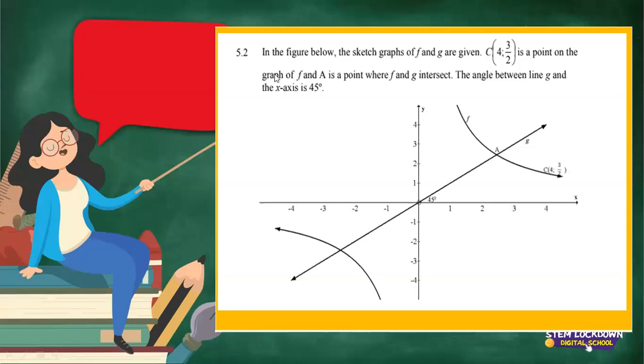Now the next one, and the last one. In the figure below, the sketch of the graphs f and g are given. You have C with coordinates 4 and 3/2 as a point on the graph, and A is the point where f and g intersect. So f and g are intersecting at A. The angle between the line g and the x-axis is 45 degrees. And you have a point C there.